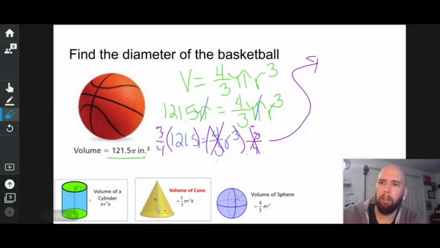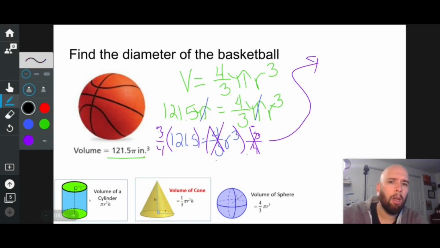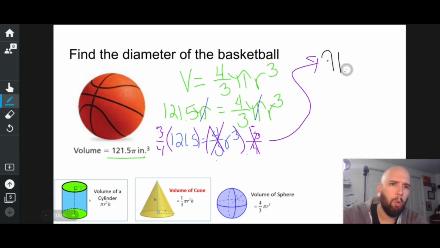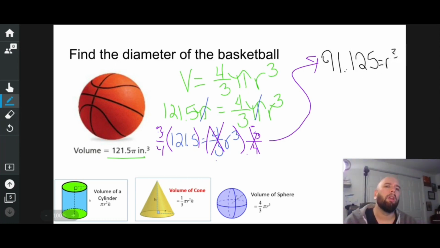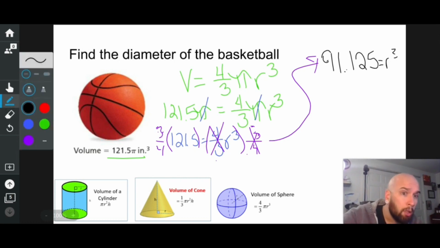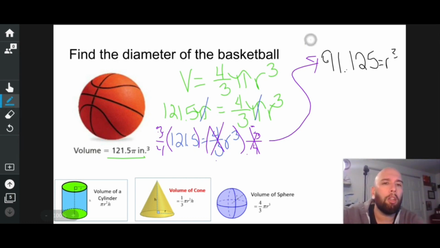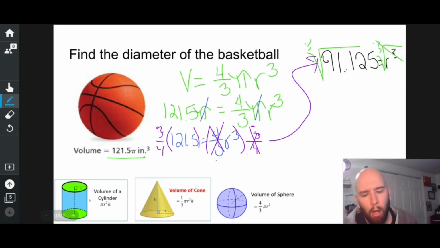Let's make that clear because I want this last step. This last step's a biggie. 91.125 is equal to r cubed. Is r all by itself? No. What is in the way? A cube. So how do I get rid of a cube? Take the cube root. Cube root both sides. That crosses the cube roots out. What is the cube root of 91.125?